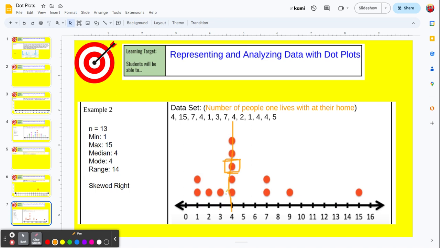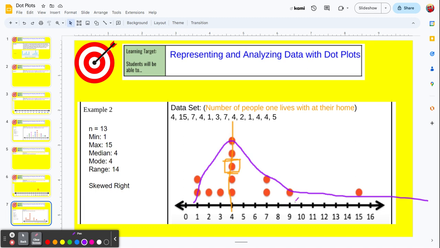On this data set, it is not symmetrical. As you can see, it looks like most of the data is either center or left, right? If you look at this, you've got 9 data values that are center or left. You only have 4 of the values to the right. So on this one, we say that the data is skewed to the right. More data on the left. What does that mean in this problem? Most people live with 4 or fewer people at their home, versus a few people with larger values of people that they live with at home.